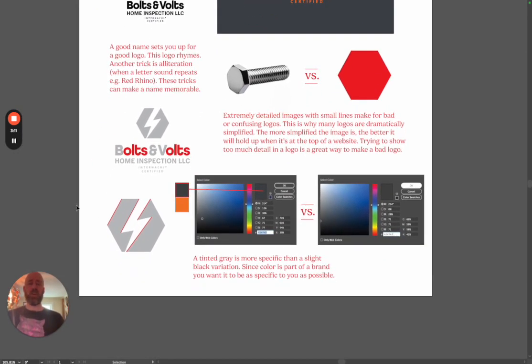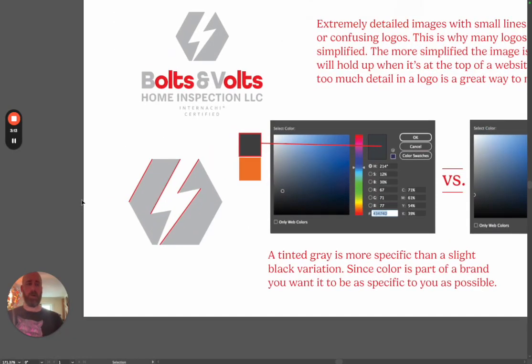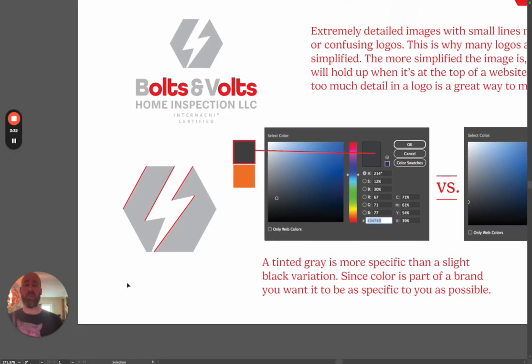Let's see, over here, as always with color, when I pick a gray, I usually add a little bit of color in it. I tint the gray, which is a way of saying I added color back into the gray, which helps to make it not just a flat gray. It makes the color more specific to your company. So I'm always trying to do things to set a logo apart from other logos.